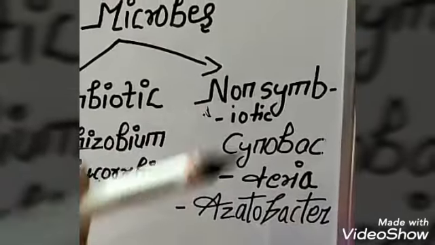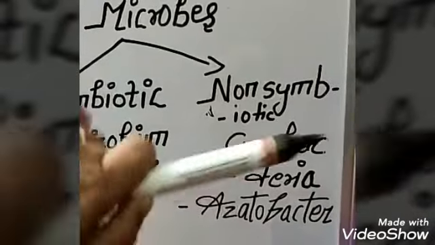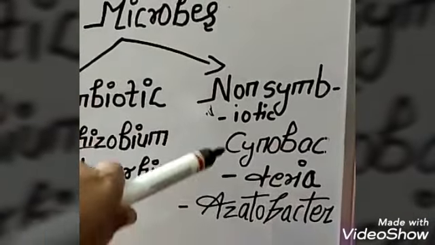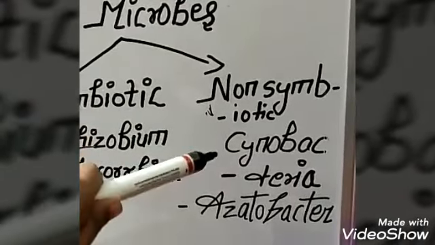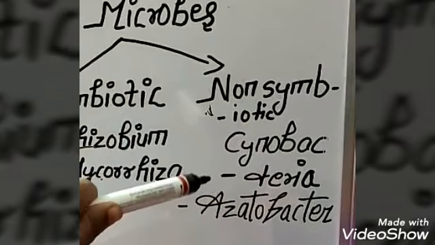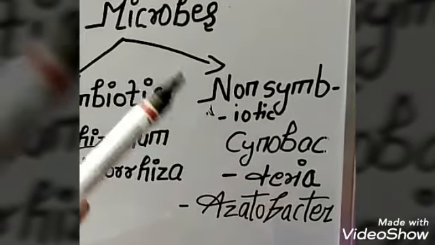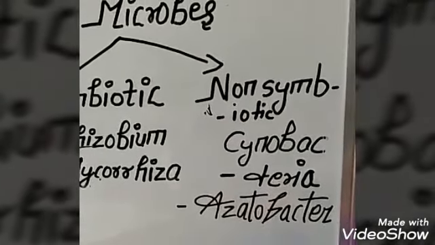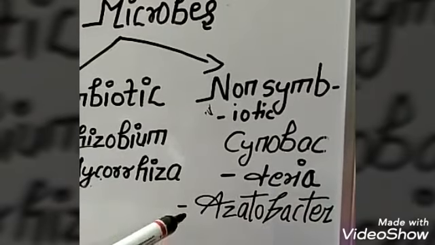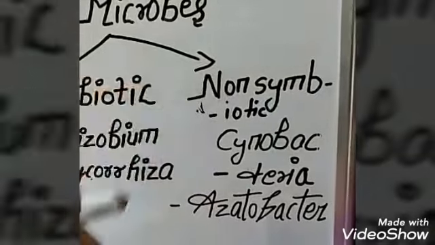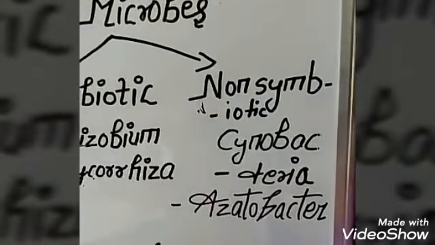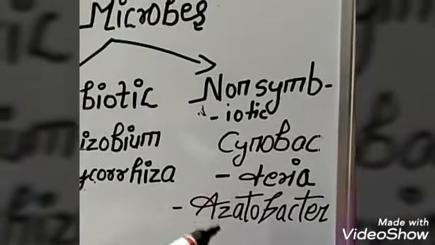So cyanobacteria, we all know, is a nitrogen fixing bacterium, and cyanobacteria is also known as blue-green algae. With the help of the heterocyst cell, cyanobacteria is able to fix nitrogen into the soil. Azotobacter is also a nitrogen fixing bacterium, and it fixes nitrogen. So in this way, non-symbiotic microorganisms are able to provide nutrition to the plant.